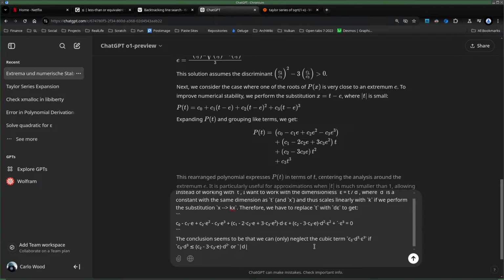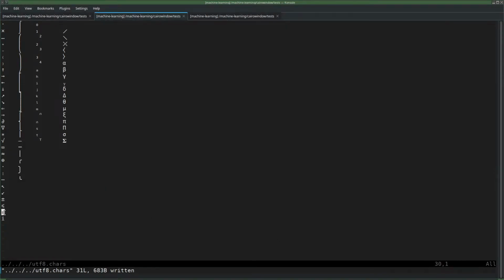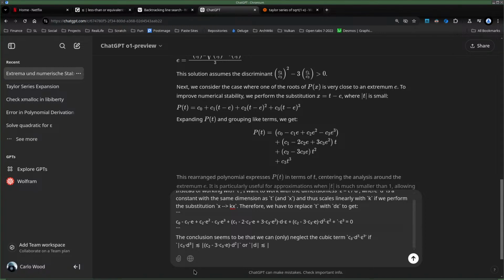Absolute value of t. This is about the absolute values. Okay, so divided by d squared and divided by c3, we have left c2 divided by c3 minus 3 dot e. Is that correct? Yeah.